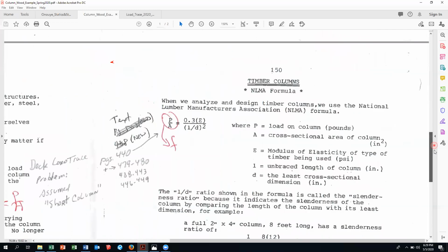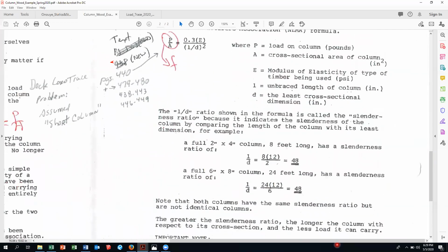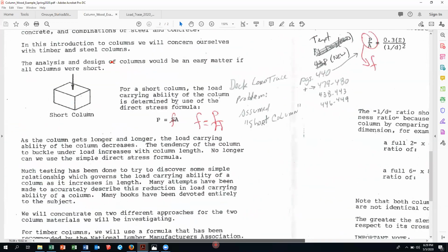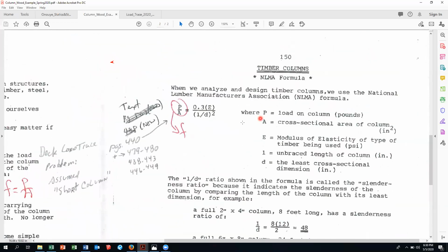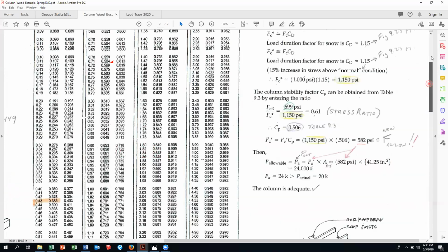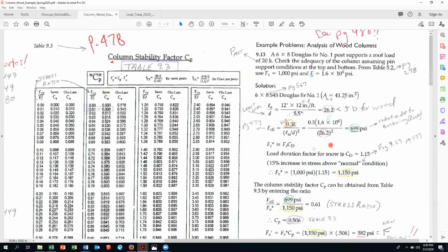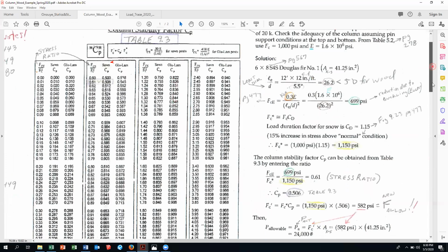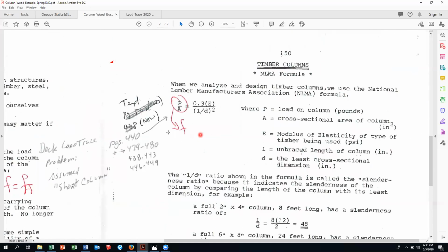The second page of this handout is JN's notes, the first 2 pages of JN's notes, where he talks about the timber formula, and this is the Euler buckling formula. Okay, this is the very basic one. It's advanced since then, so that's why we're going through this information right here. But you can see right here is what JN is talking about.